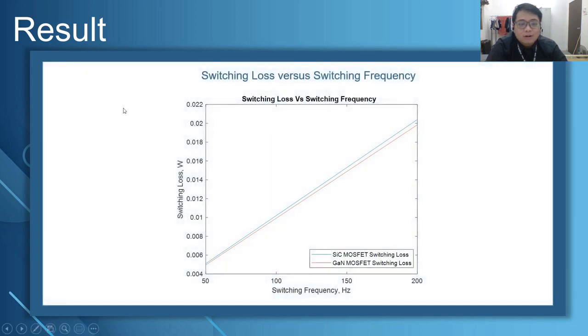Next, this is the graph of switching loss versus switching frequency. We can see that both relationships are directly proportional, and the blue line represents the silicon carbide MOSFET, and the orange line is the gallium nitride MOSFET. Both of them increase according to the frequency. However, when the frequency gets higher, the two lines start to separate from each other, and this shows that the gallium nitride MOSFET has a higher potential in controlling the switching loss of the inverter.